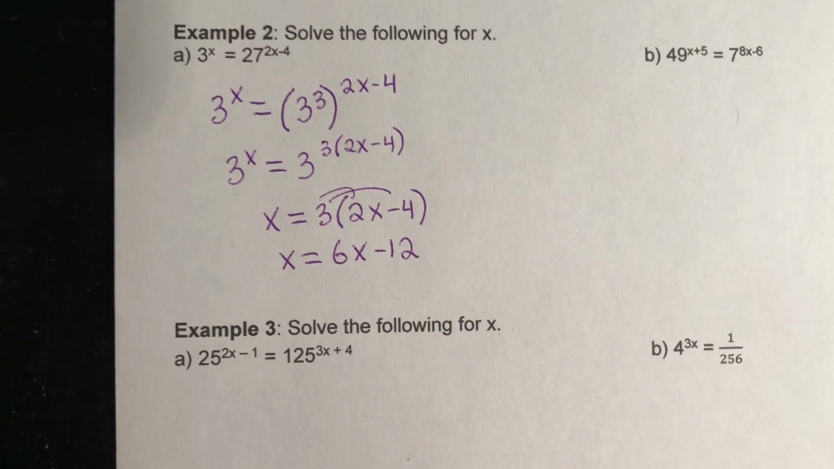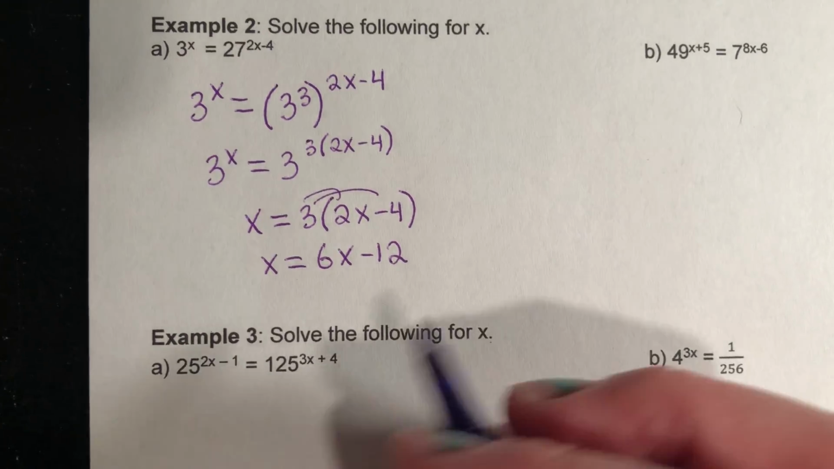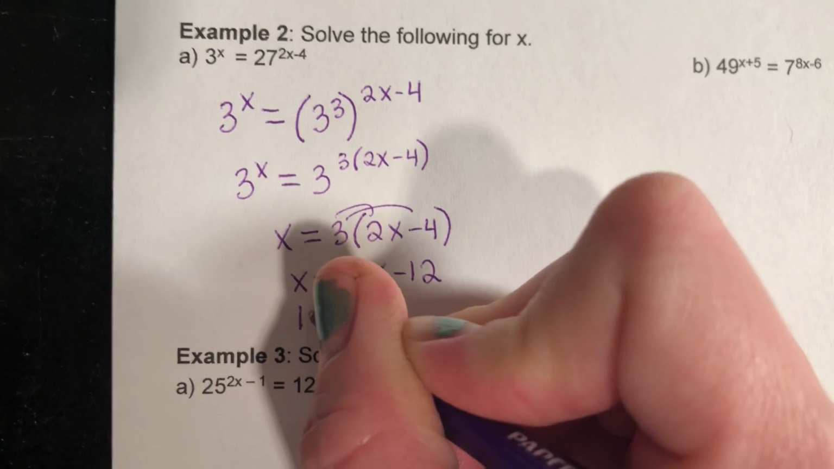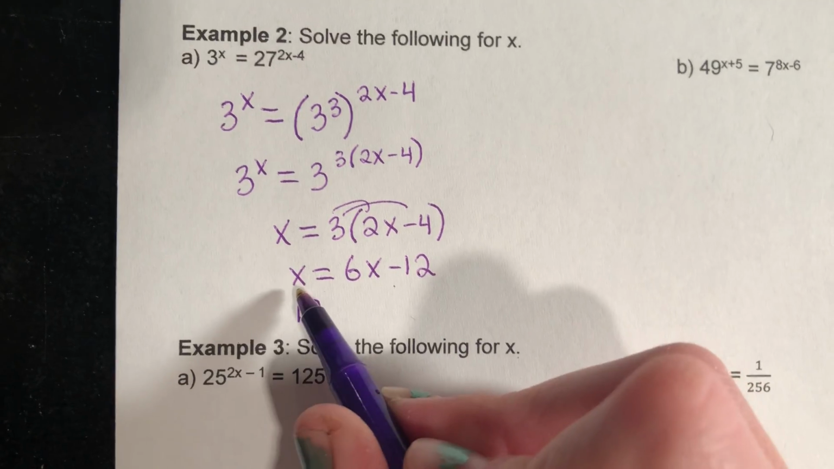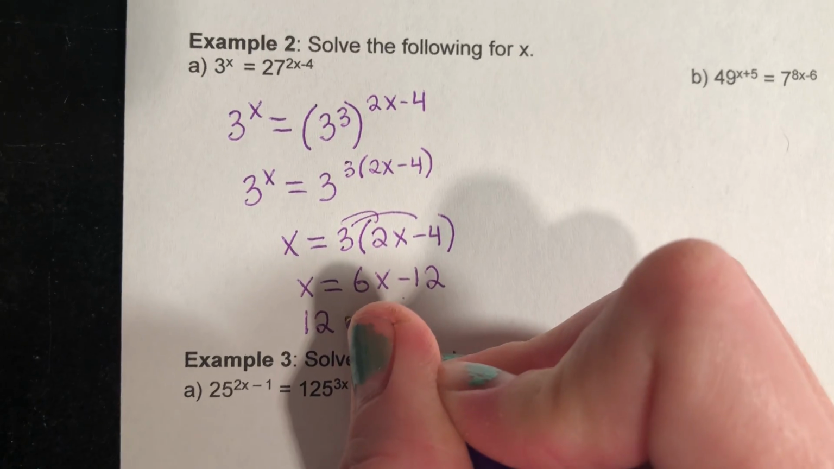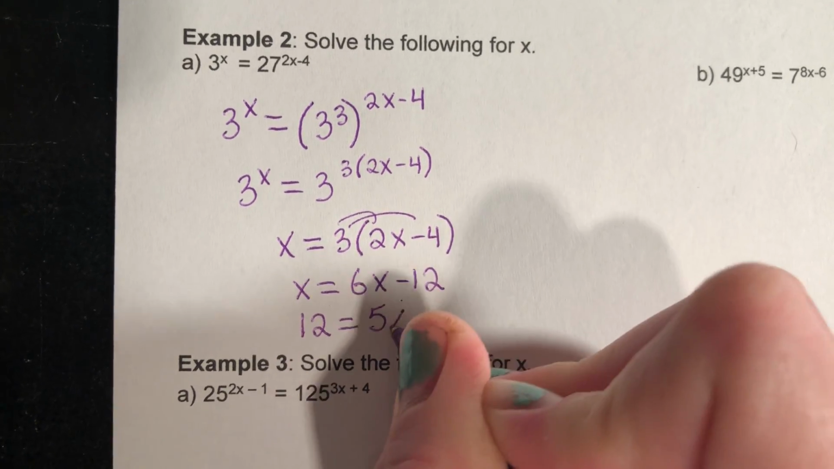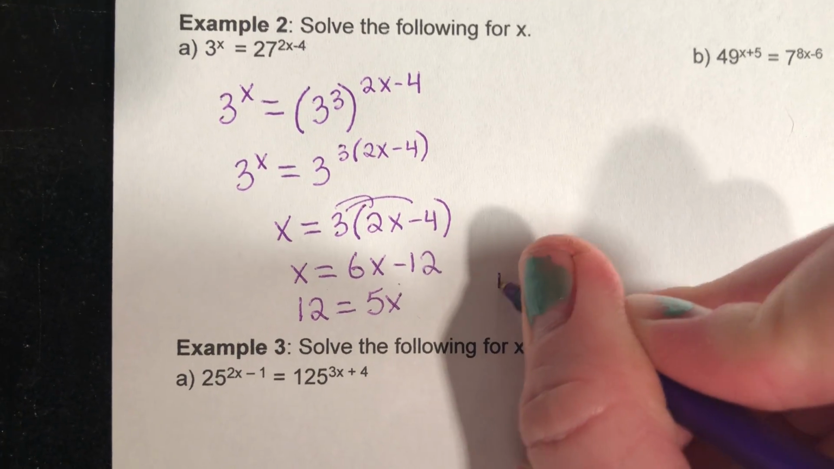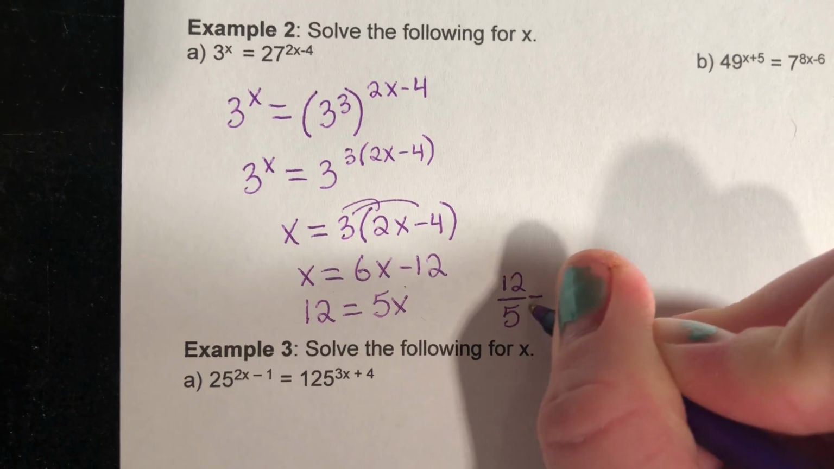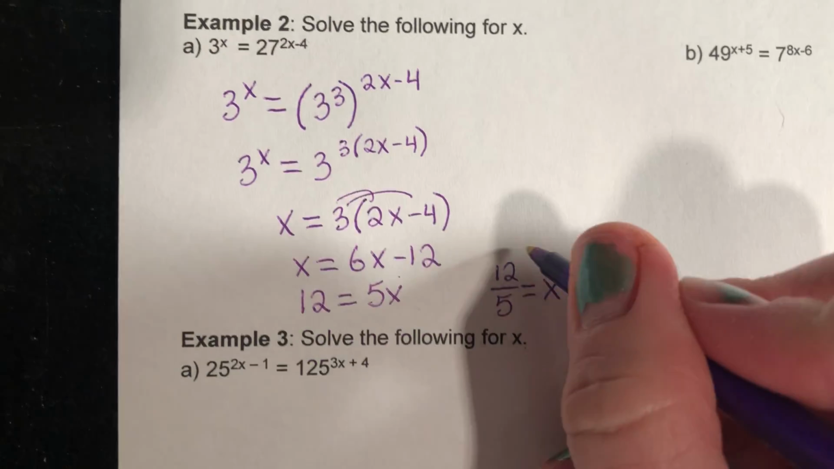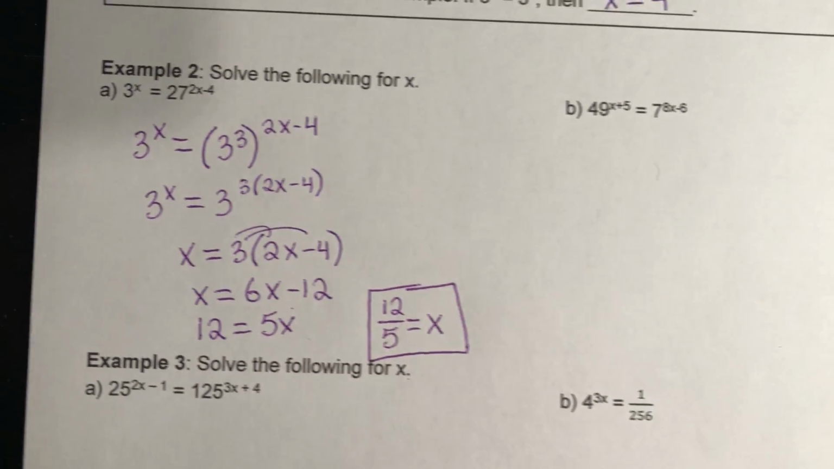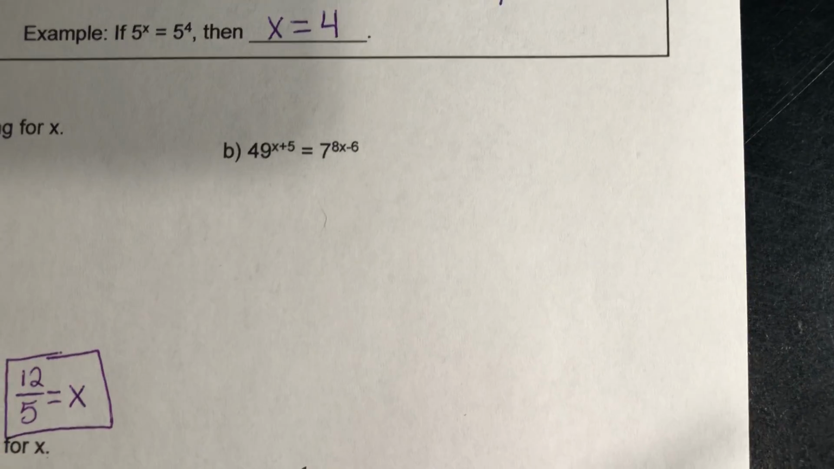And solving from here then, we can actually add 12 to both sides. And I'm going to actually subtract x from both sides. So 12 equals 5x. And then solving for our x value, we get 12/5 equals x. All right, so let's move on then to another one.